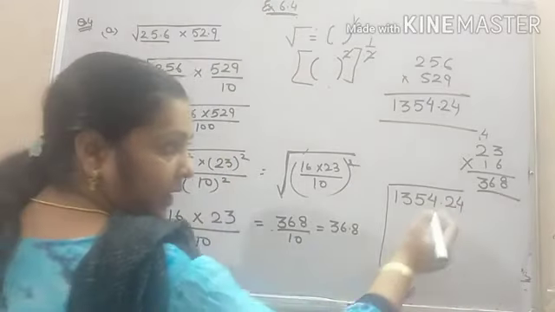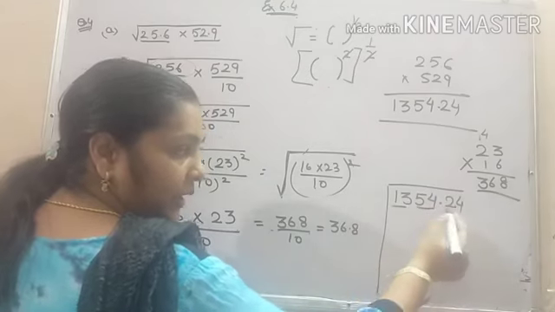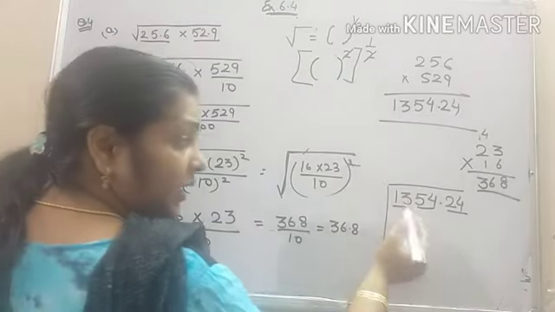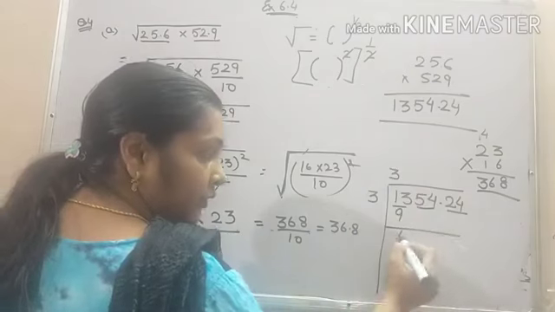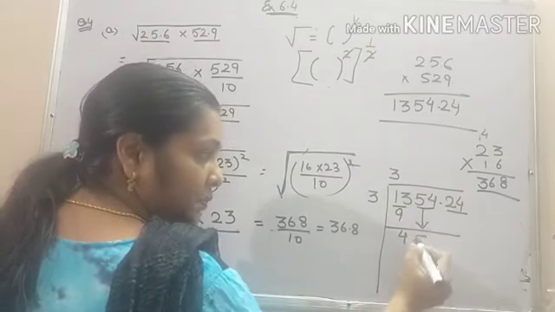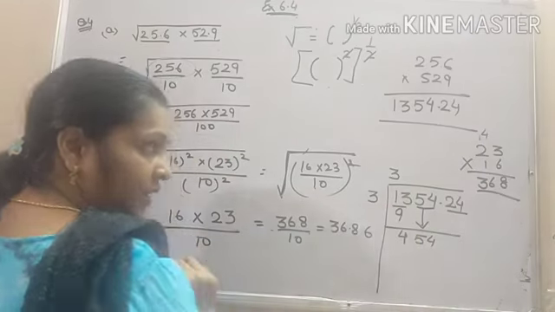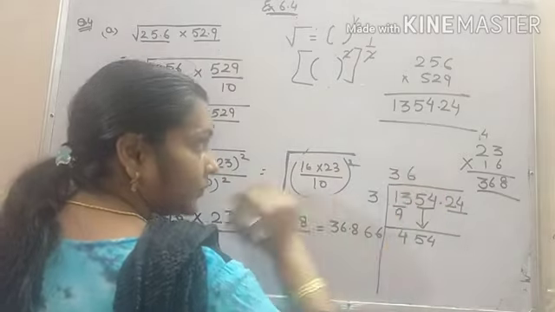You have to make pairs on both sides of the decimal. This side right to left and this side left to right. Now 13 is greater than the square of 3. 9 will come. What will be left? 4. Bring the next pair down, 54. Double of 3 will be 6. And it will go on 6 only.